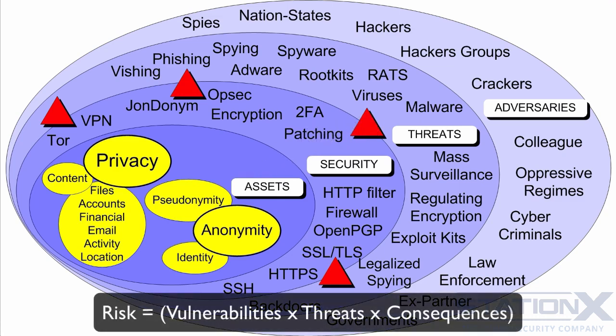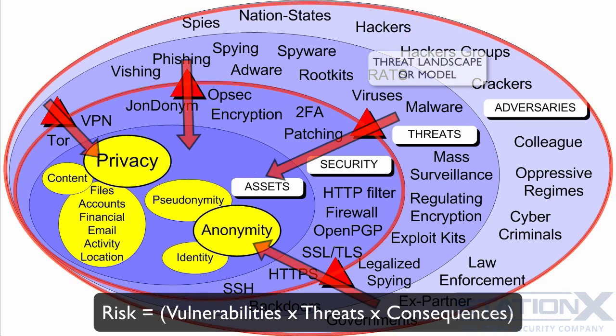Risk equals vulnerabilities times threats times consequences would be a way of representing it in a formula. The likelihood of threats exploiting vulnerabilities in your security controls and the consequences of that is known as risk. Risk to your assets, the risk to you, the risk to your privacy and anonymity. And the threats and adversaries that you face, these are called your threat landscape or your threat model. Your threat landscape will be individual to you.